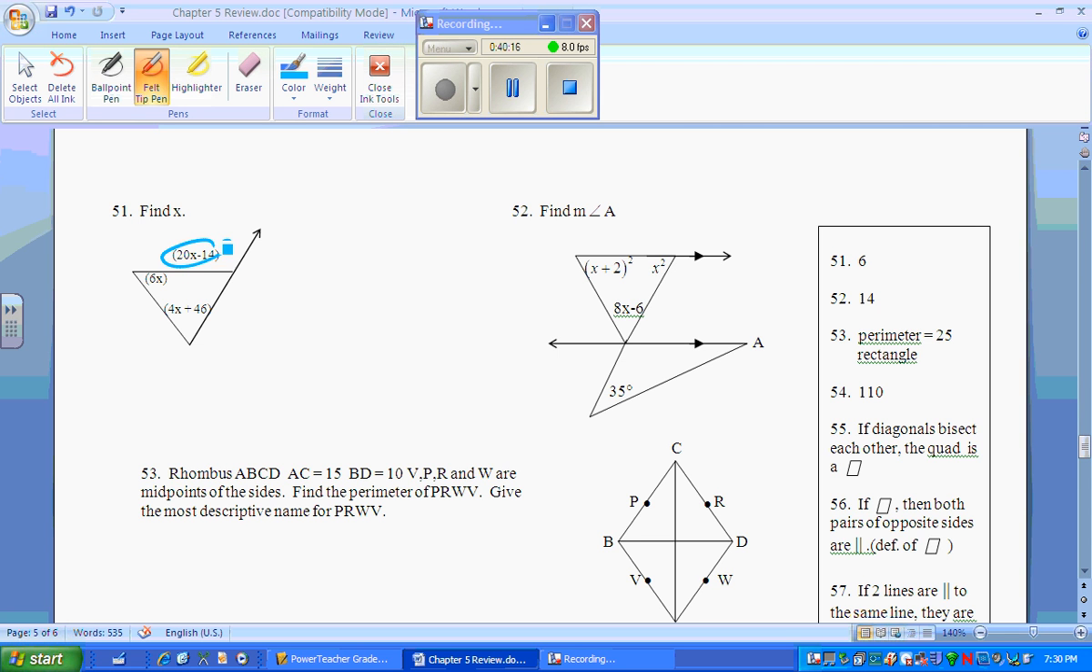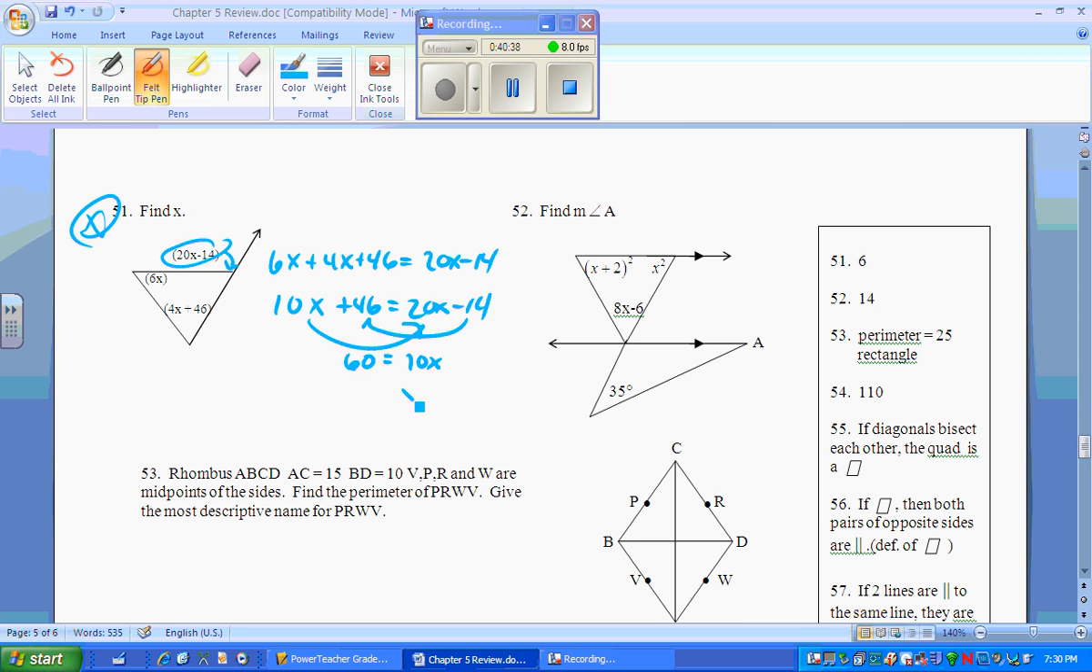This angle is supposed to be this angle right here. This is the exterior angle theorem. I know this question's on the test. We know that 6x plus 4x plus 46 is equal to 20x minus 14. So 10x plus 46 is equal to 20x minus 14. Minus 10x this way, giving me 46 equals 10x minus 14. Add 14 this way, giving me 60. So x ends up equaling 6. Exterior angle theorem: the two remote interior angles equal the exterior.